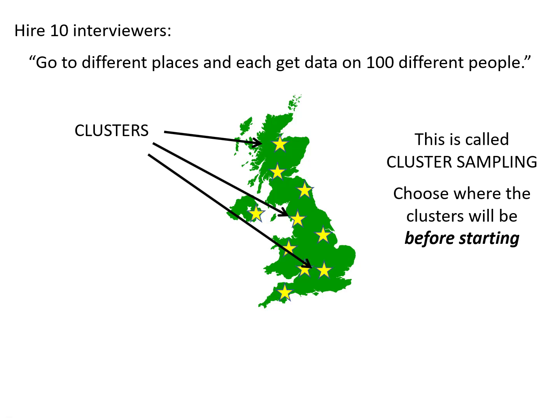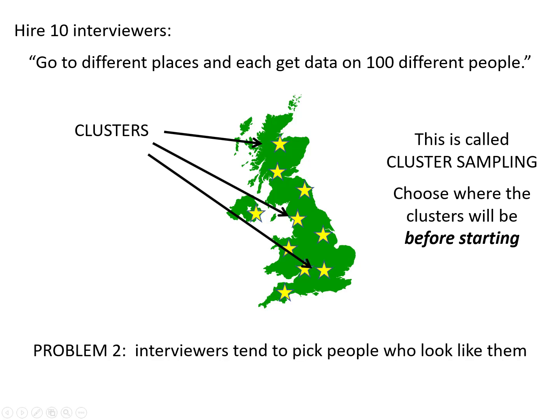Well, we've addressed our problem of geographical bias by clustering, but we have another problem, which always happens when you send people out into the street, and it's this. Interviewers tend to pick interviewees who look like them. If you're a young, enthusiastic data gatherer, you're probably going to look for young people that look a bit like you do to talk to.